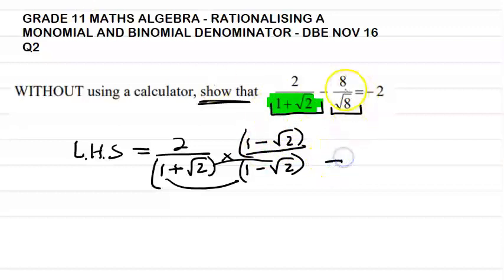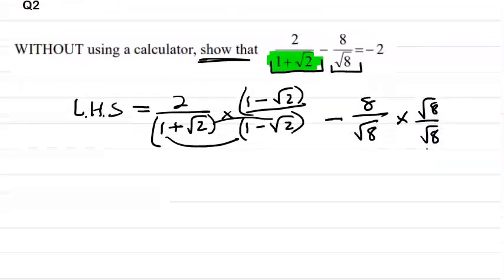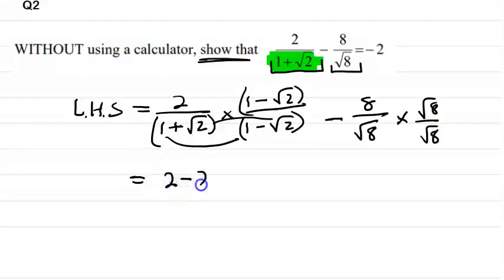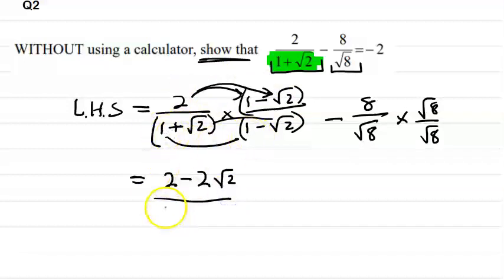Now, this is a monomial denominator, 8 over root 8. So it's simpler. You're just going to multiply by root 8 over root 8. That's it. And now we're going to simplify. Let's see what we're going to get. So we're going to get 2 minus 2 root 2. I'm just opening the brackets here, right? 2 times 1 is 2. 2 times minus root 2 is minus 2 root 2. And here, 1 times 1 is 1.